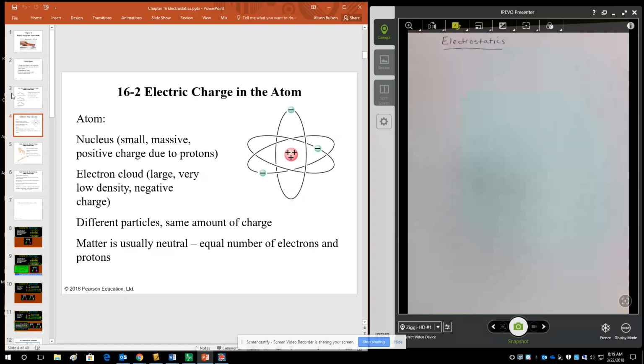So for every positive proton in an atom, when there's a negative electron surrounding that proton, the charge essentially cancels out, or under most circumstances cancels out, unless the atom or molecule is polarized. Matter on the whole is usually neutral, and that means there are equal numbers of electrons and protons in the atoms and molecules that make up the matter.